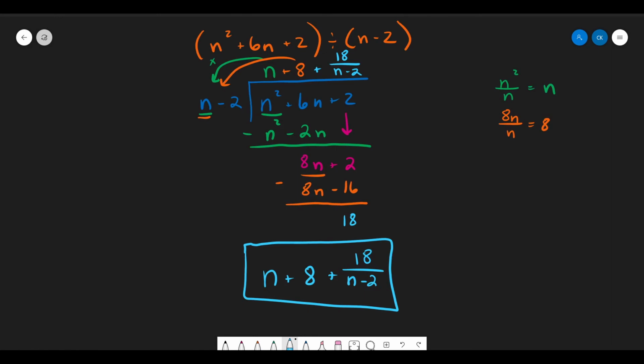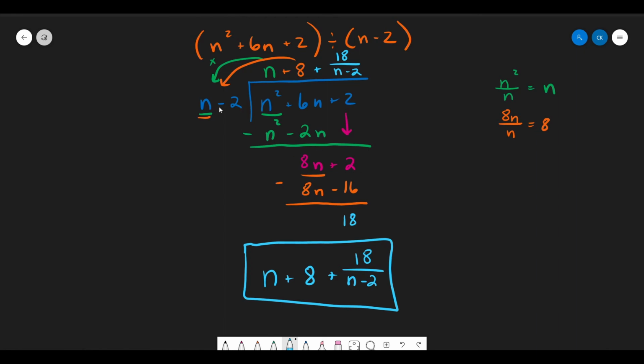All right, so hopefully this is what we got here. When dividing, we're taking this first term, n squared divided by n, you get n, that goes up top. Take the n, multiply it by n minus 2, you get n squared minus 2n. Subtract everything, n squared minus n squared cancels. 6n minus negative 2n, that's going to give us a positive 8n. Remember, minus negative becomes plus. Drop down the 2. Now I have an 8n plus 2.